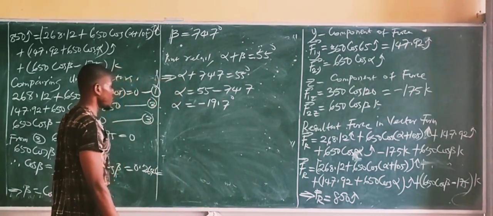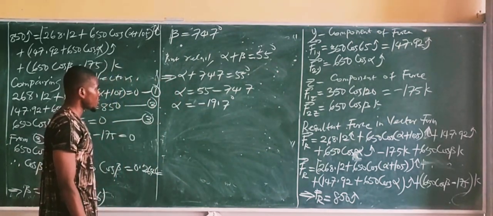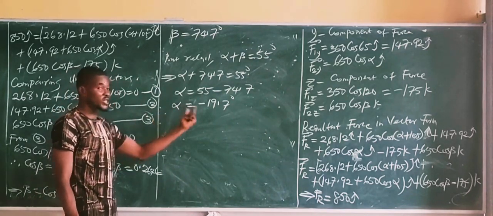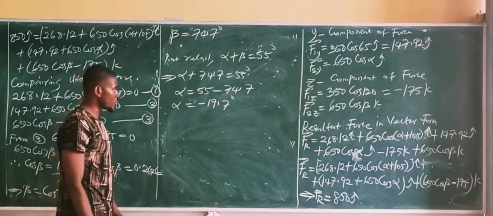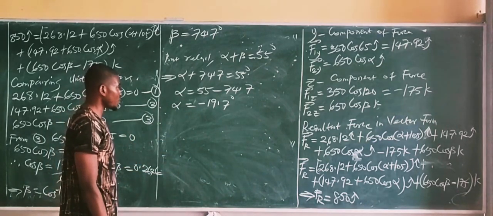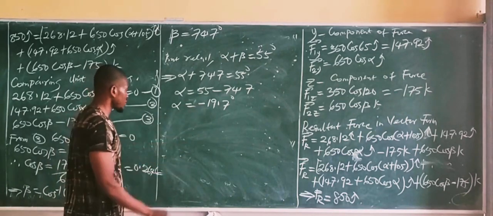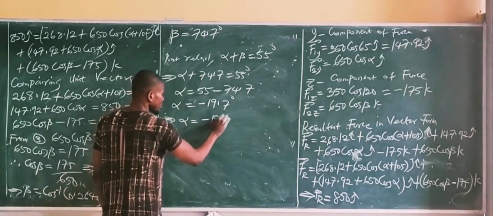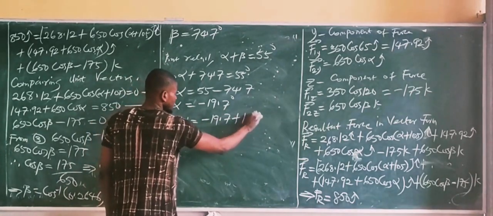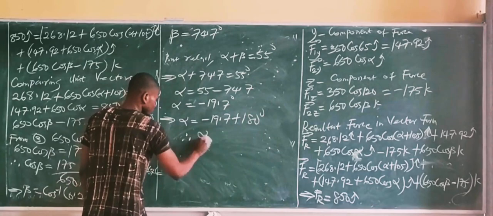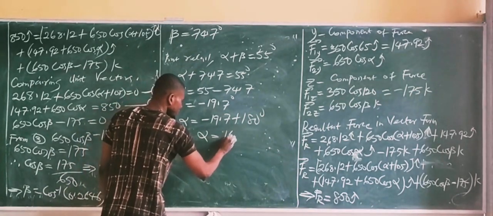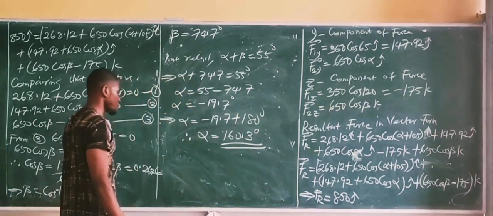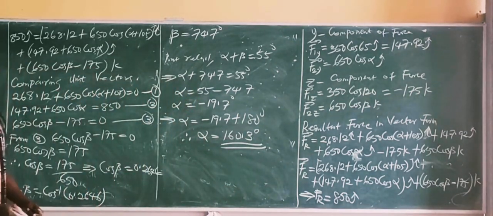But since you can't put your angle in negative form, always add 180 degrees to it, because your angles are not meant to be in negative form. Whenever it appears in negative form, all you do is simply add 180 degrees to it and remove the negative sign. So that's the reason alpha is minus 19.7 plus 180, therefore 160.3 degrees. That is the direction of force F2.